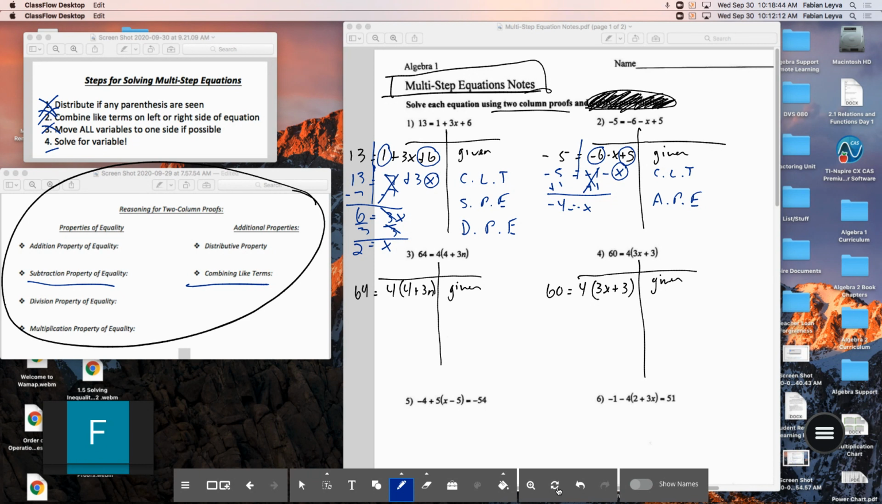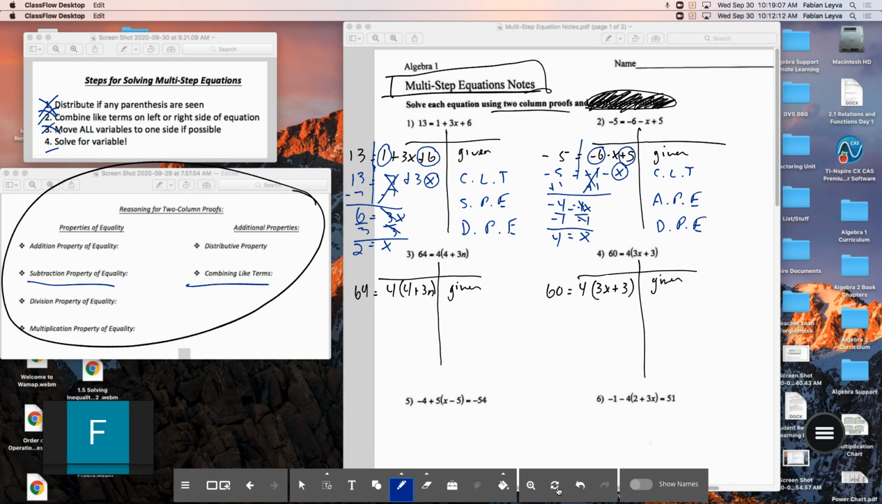Finally, we have to get rid of that negative. Now that is a negative x, but technically it's a negative 1x. I like to draw my negative 1 there, so that way I can clearly see that all I have to do is divide it by negative 1. These cancel out, I'm left with an x by itself. Negative 4 divided by negative 1 is a positive 4. So that's the division property of equality.